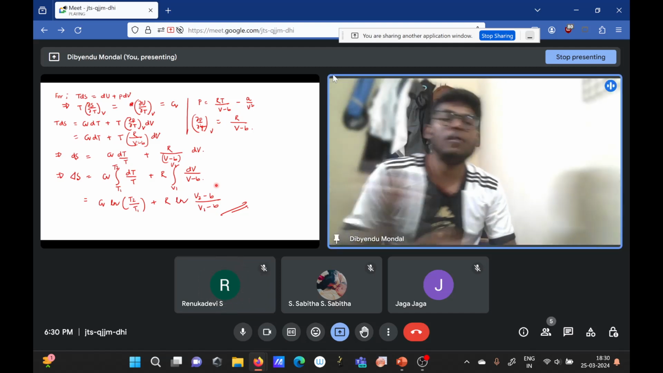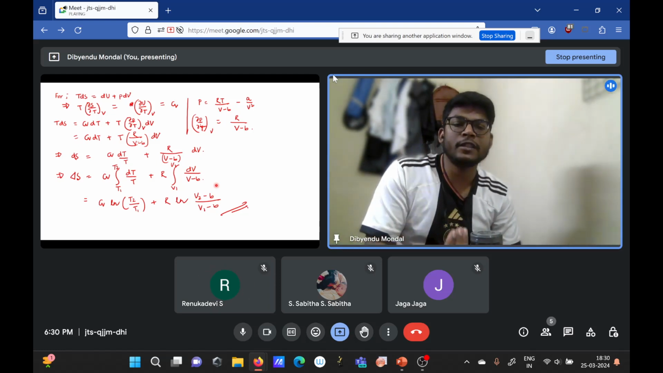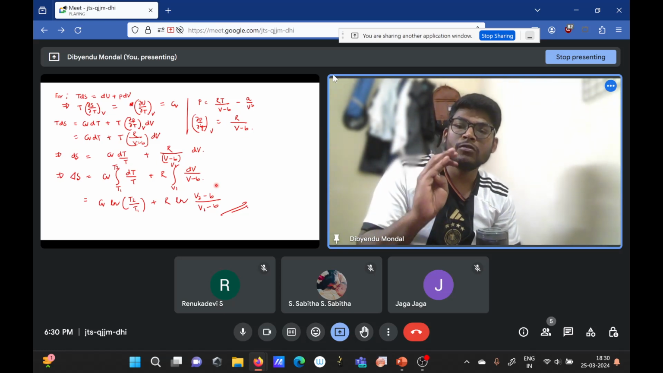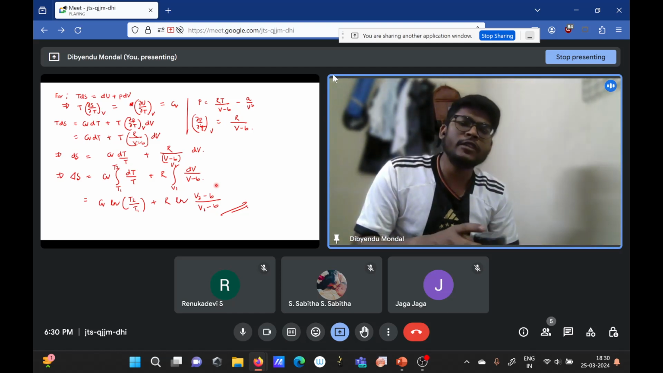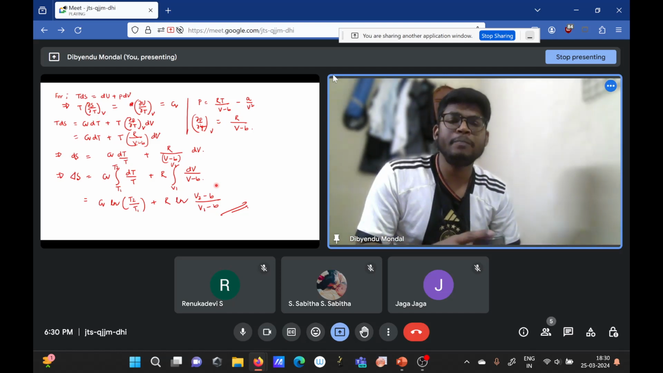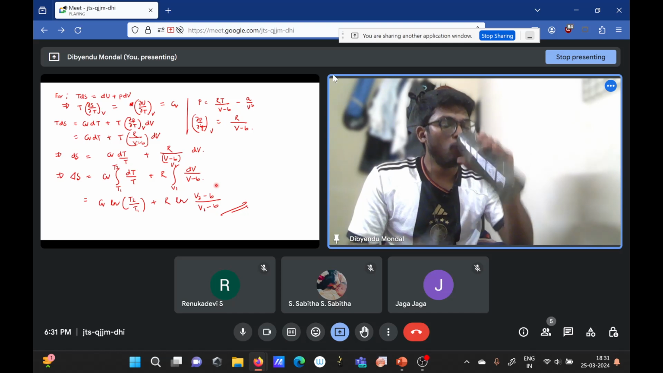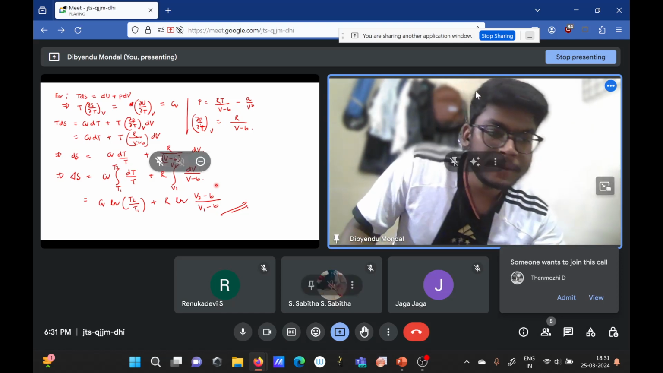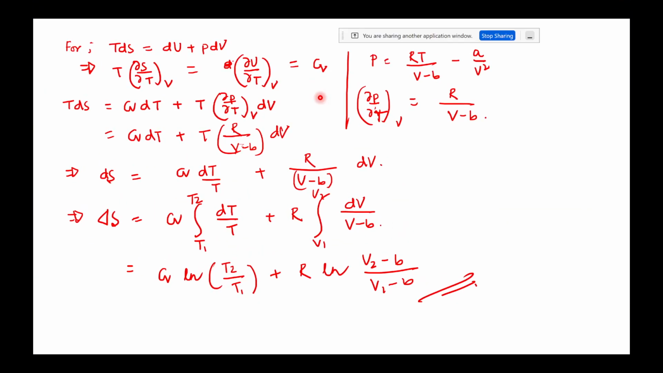So for this kind of calculation, you need to play with different equations altogether. You need to know about the van der Waals gas equation, you need to know about the first TdS equation, you need to know about the Maxwell relations as well. So these kinds of questions may come in your exam. So please be prepared with that, and please play around with all those concepts. Okay, so that is important. If that is clear, then let me proceed to the next problem.